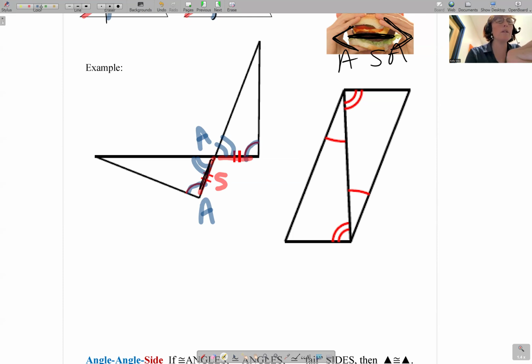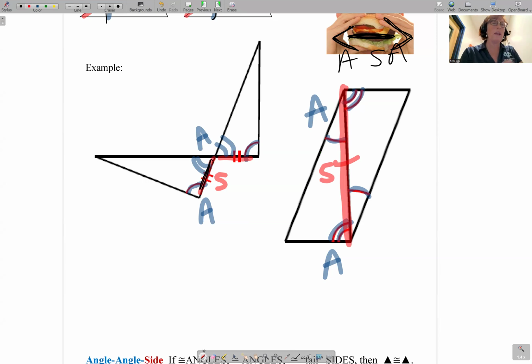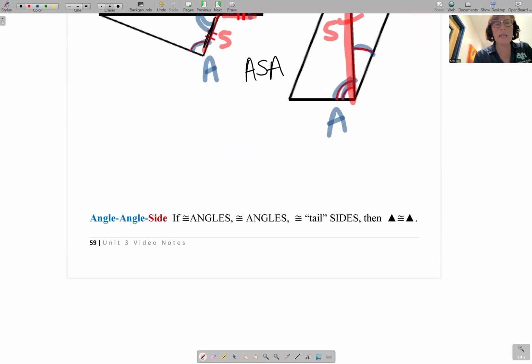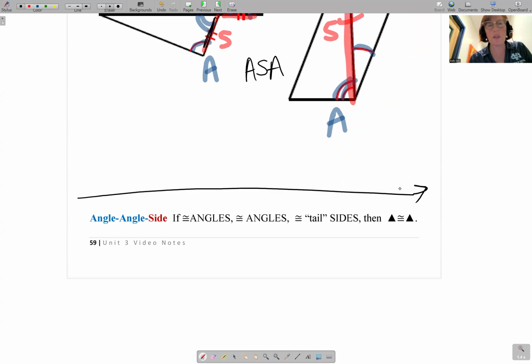Right here, take a look. We have one pair of angles. We have another pair of angles. And then we have a side, a reflexive side, that's sandwiched between two distinct pairs of angles. So this is an example of the hamburger, angle, side, angle. Again, this goes to the other side.